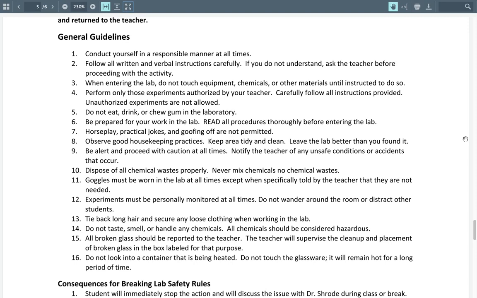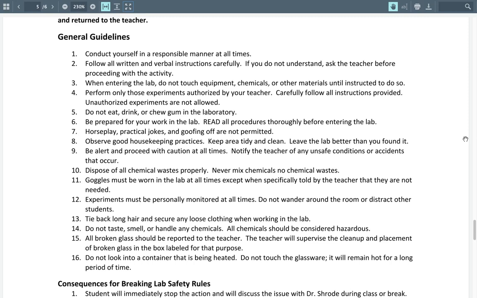That goes the same as with the food stuff that we're giving you, because you're going to have like gummy bears and spice drops, and you do not need to eat those. Number 15, all broken glass should be reported to the teacher. The teacher will supervise the cleanup and placement of broken glass in the box labeled for that purpose.